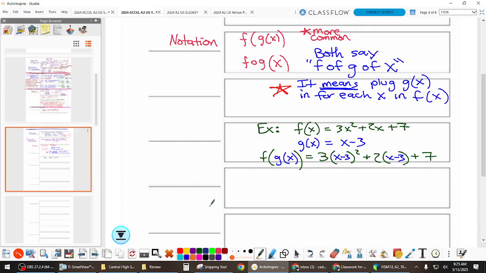Now, is that done? Or can we expand it out and combine like terms and stuff, right? Yeah. Okay? But conceptually, this is good enough for now. Now expand and combine like terms.